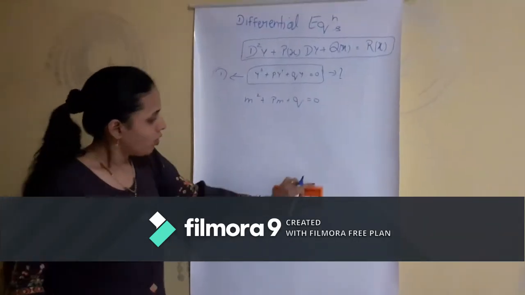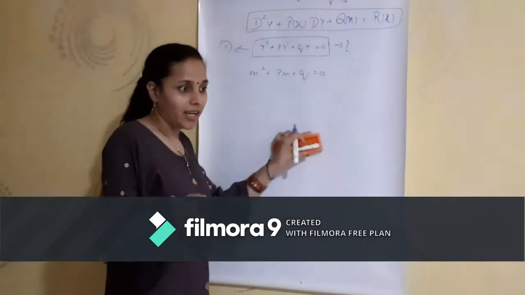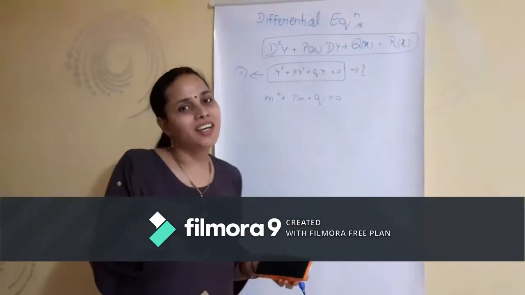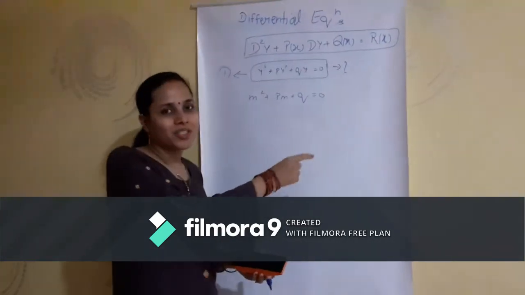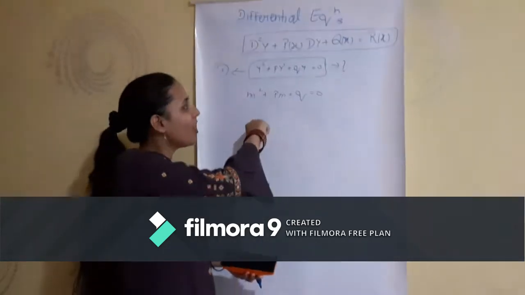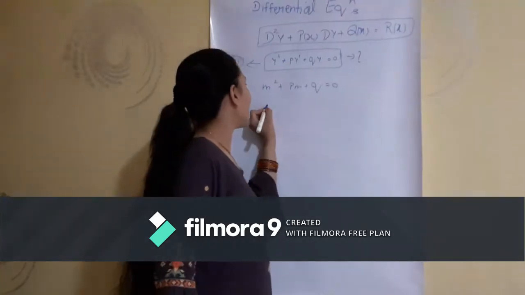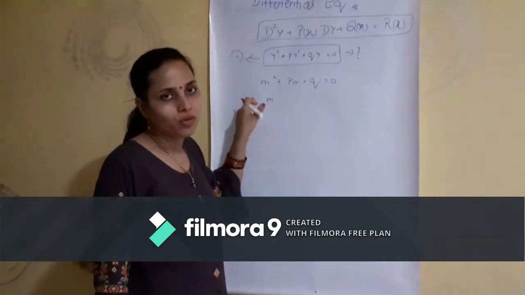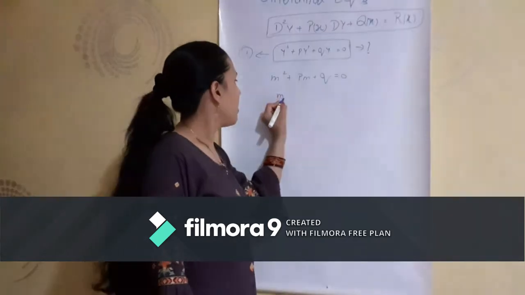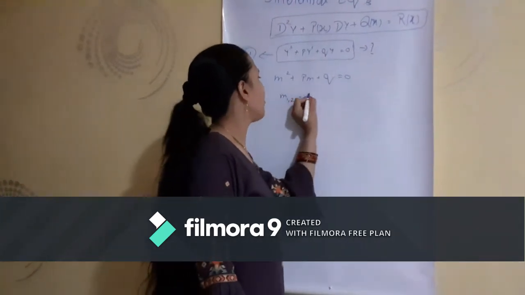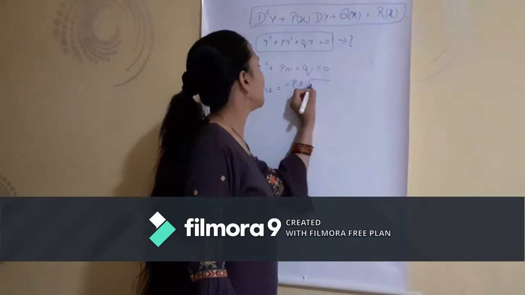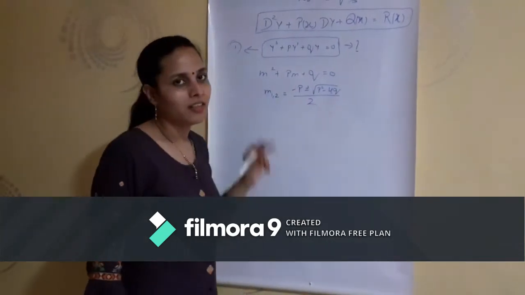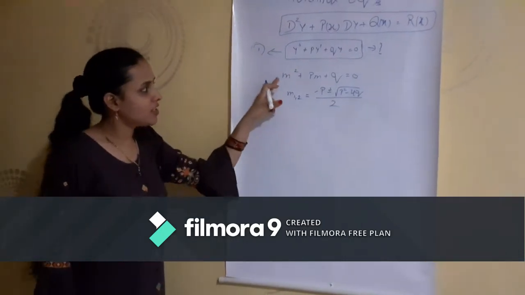So now the students have cleared their 12th standard, so they are very well aware of the Sridharacharya method. The Sridharacharya method is very helpful to solve quadratic equations. As the order of this differential equation is 2, it will have two roots, m = (-p ± √(p^2 - 4q))/2. This will be the root of this equation.